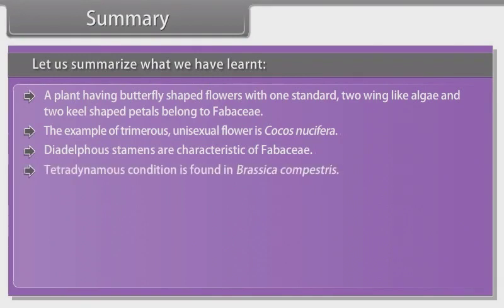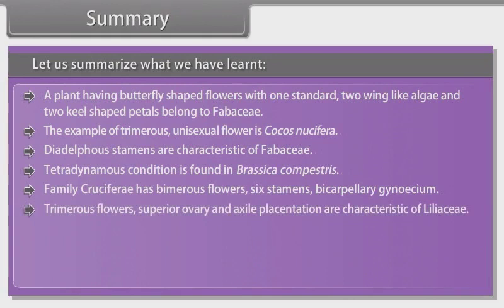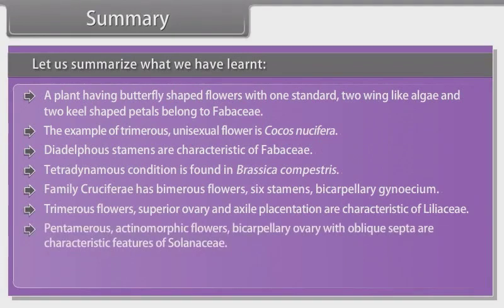Tetradynamous condition is found in Brassica campestris. Family Cruciferae has bimerous flowers, 6 stamens, bicarpellary gynoecium. Trimerous flowers, superior ovary and axile placentation are characteristic of Liliaceae. Pentamerous, actinomorphic flowers, bicarpellary ovary with oblique septa are characteristic features of Solanaceae.